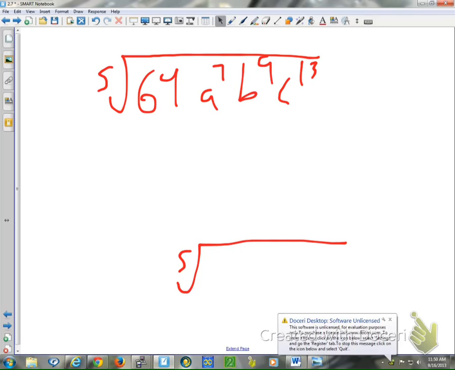So if you divide something and it gives you a decimal, what do you do? Because I did 64 divided by 5. Don't do the number yet. Just do the letters right now. Just do the letters. The A, the B, and the C. We'll do the number. The number's different.